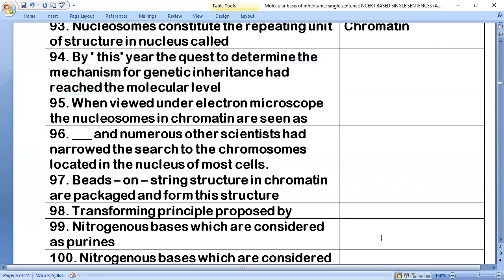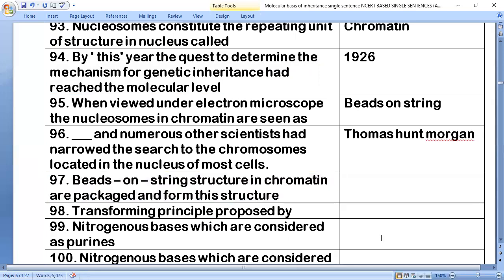By this year, the quest to determine the mechanism for genetic inheritance had reached the molecular level: 1926. Thomas Hunt Morgan and numerous other scientists had narrowed the search to the chromosomes located in the nucleus of most cells. When viewed under an electron microscope, the nucleosomes in chromatin are seen as beads on a string.